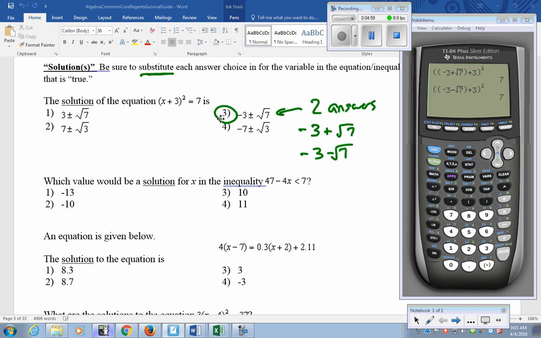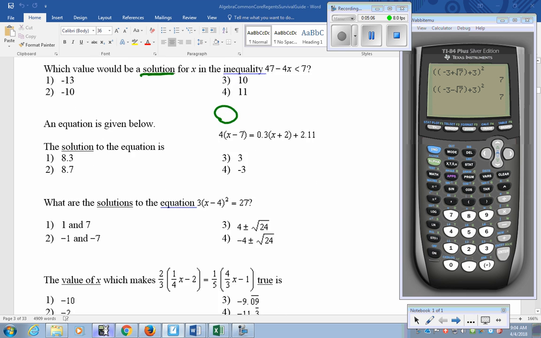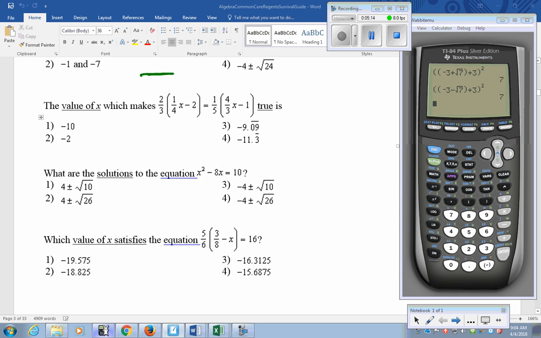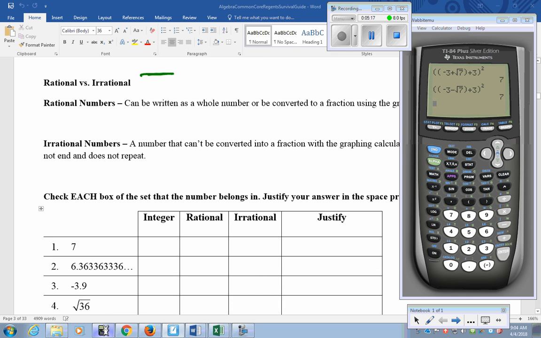So again, you're looking for two phrases in the solution section. Sometimes they put the word solution, and then you'll see kind of below, it'll say which value of x makes it true. And solutions are true values that make the equation equal. So now we're going to move on to rational versus irrational.